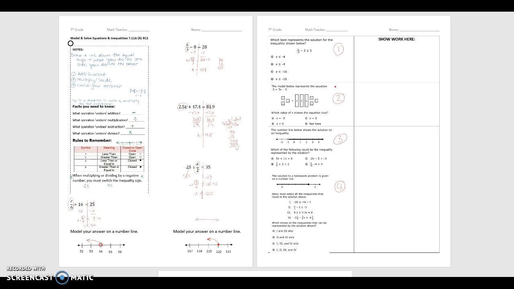Okay. So with modeling, just make sure that you write your equation first if it doesn't have it. And know that on numbers 3 and 4, you actually have 4 inequalities to solve for each one. So make sure that you are showing all of your work on your paper and inputting your answers in Schoology.